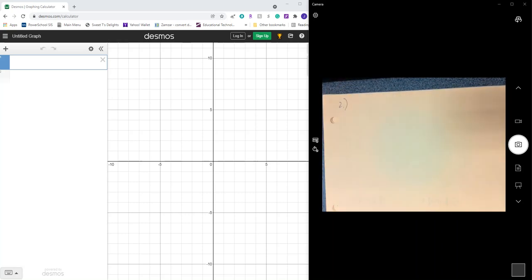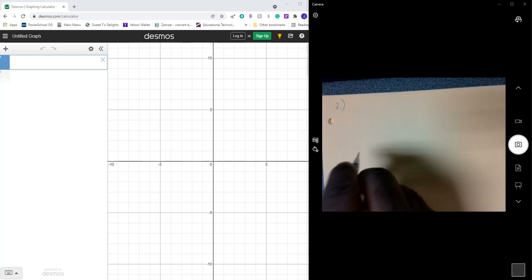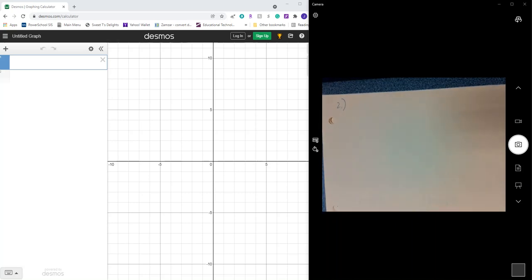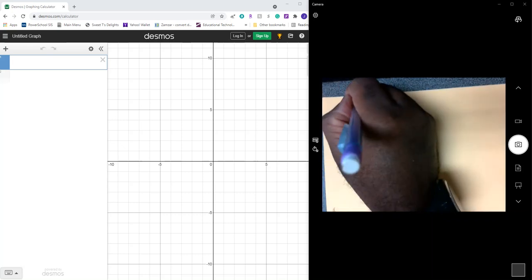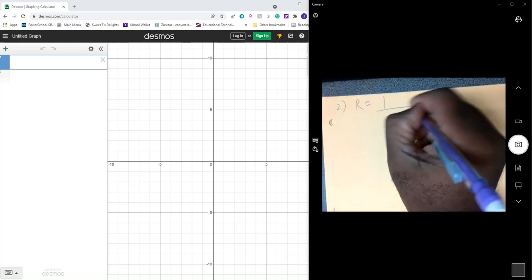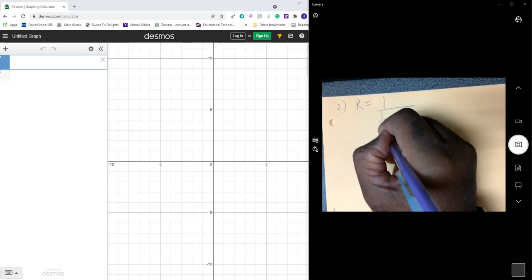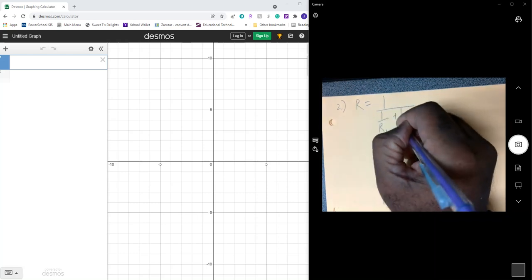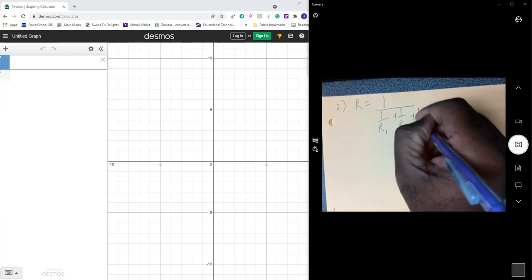So let's start. Problem 2 actually starts on page 543, and problem 4 is actually on page 544. So with problem 2, it says if three resistors having resistances R1, R2, and R3 are connected in parallel, their combined resistance R is modeled by the formula. So we have R is equal to 1 over 1 over R1 plus 1 over R2 plus 1 over R3.